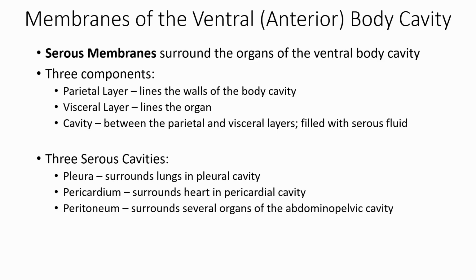There's 3 different serous cavities that we're going to worry about. We have the pleura, which surrounds the lungs, the pericardium, which surrounds the heart, and the peritoneum, which is focused on the abdominal cavity or the abdominopelvic cavity.